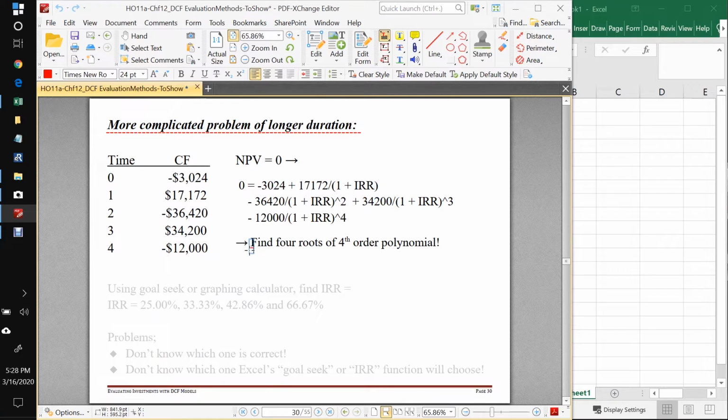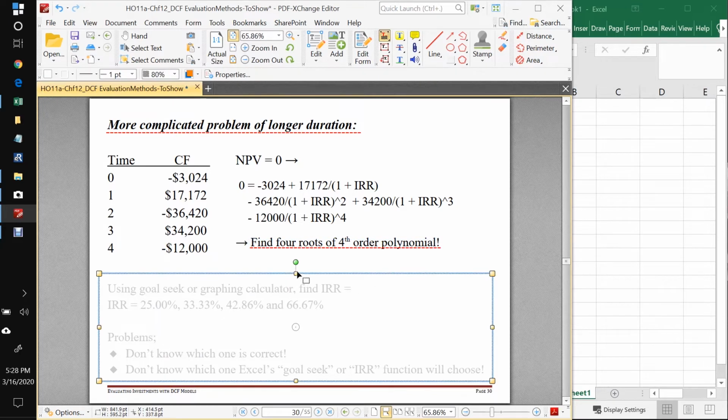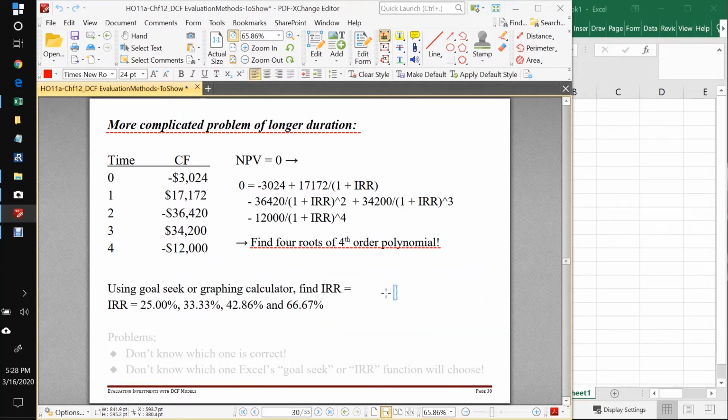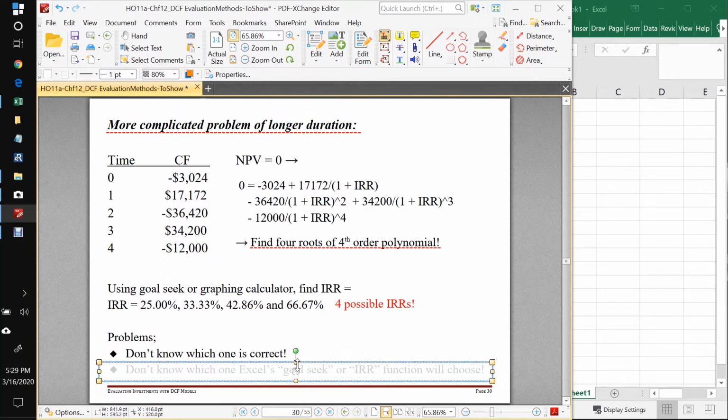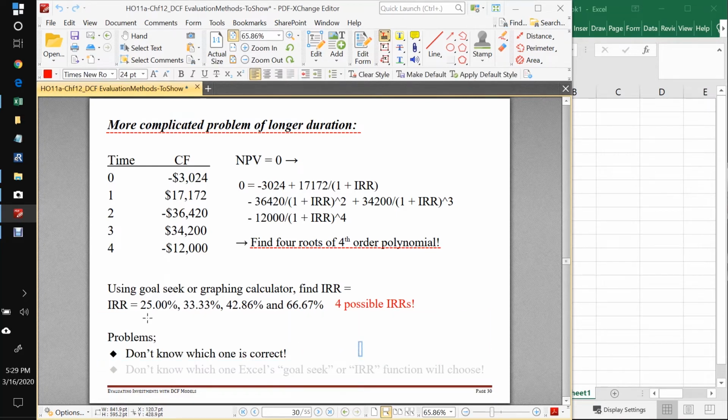So now what do we have to find here? We have to find 4 roots of a fourth order polynomial. Okay, we could do this with goal-seek or a graphing calculator, and we could find 4 legitimate IRRs for this. Yikes. Okay, so 4. And you can plug these into your calculator and you will find they all make this equation true. They all make the right-hand side equal to 0, matching the left-hand side. So our problem with this is we don't know which one is correct.